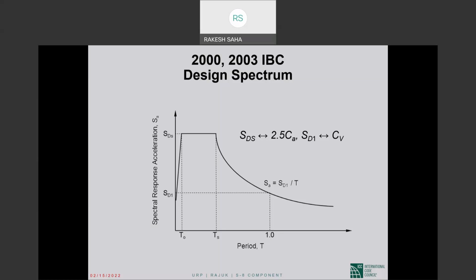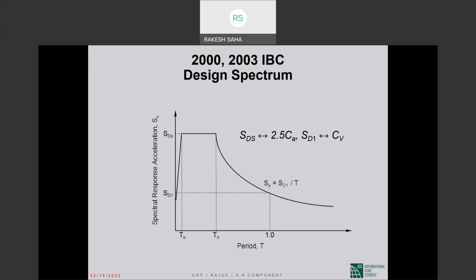So we are now designing for 2/3 of the maximum considered earthquake. Okay, that is in a way our design earthquake. So all these quantities, S sub DS and S sub D1, are for 2/3 of the maximum considered earthquake.